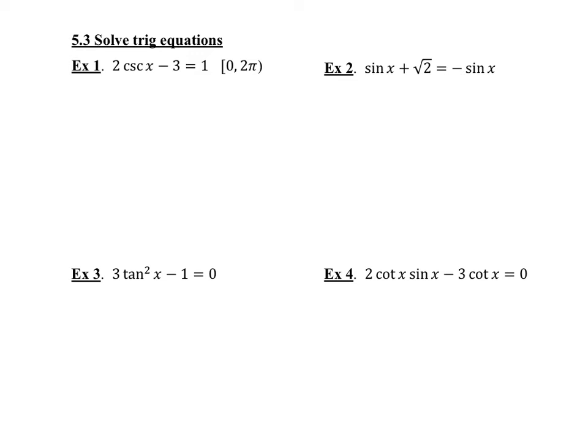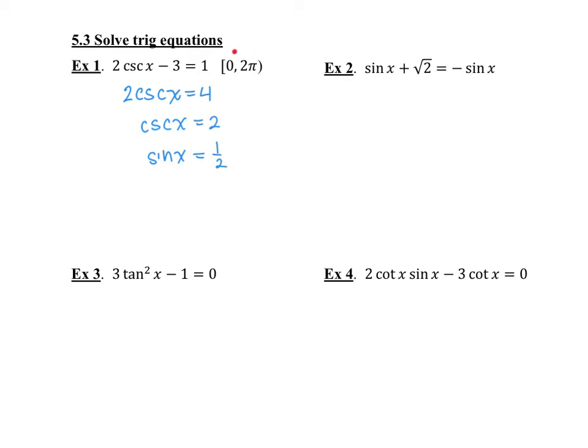So what am I going to do? I'm going to move the 3 to the other side, so I get 2 cosecant x equals 4. If I divide by 2 on both sides, cosecant x equals 2, which I will use the reciprocal of. So the sine of x is 1/2.